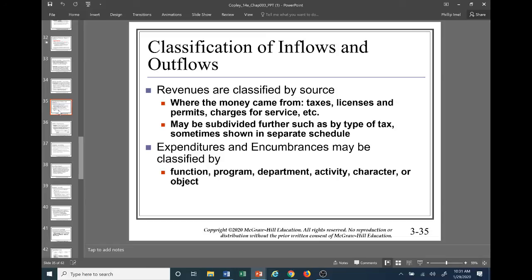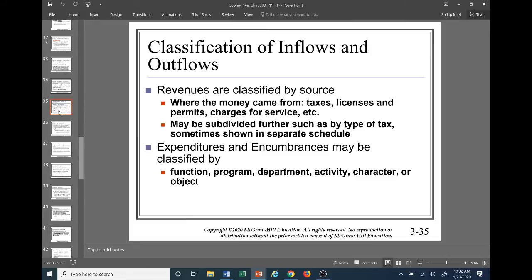So it could break it down from property taxes or sales taxes, whatever it might be. Expenditures and encumbrances may be classified by function. So what function are we using it for? What program? Is it like a school program? Any type of program? It could be a hunger program.